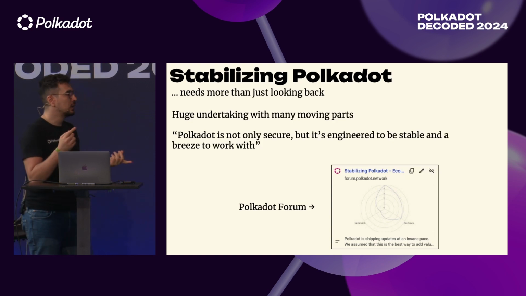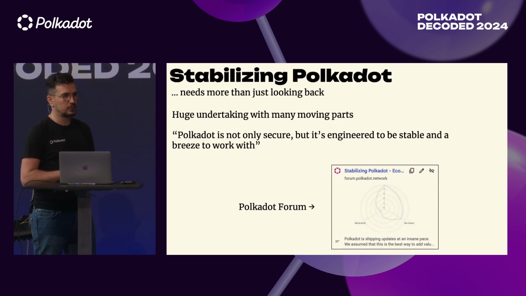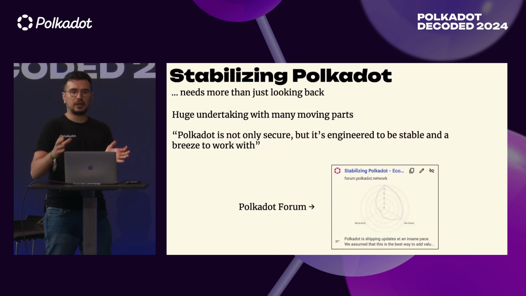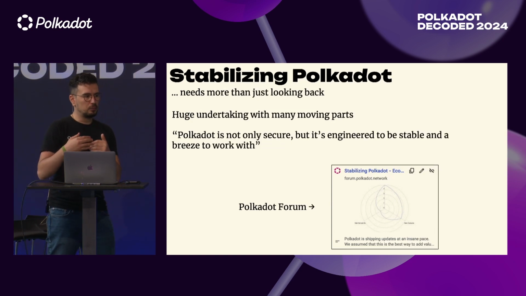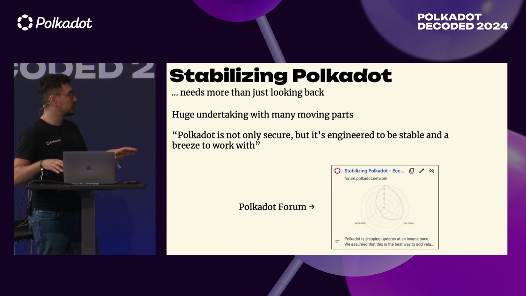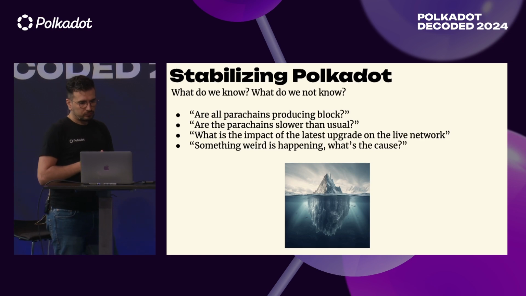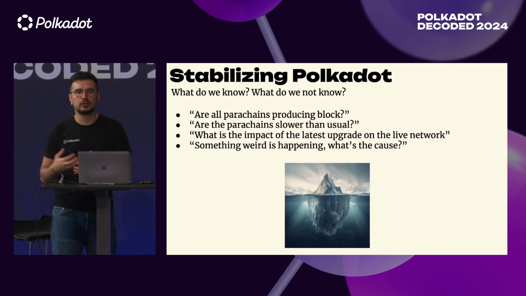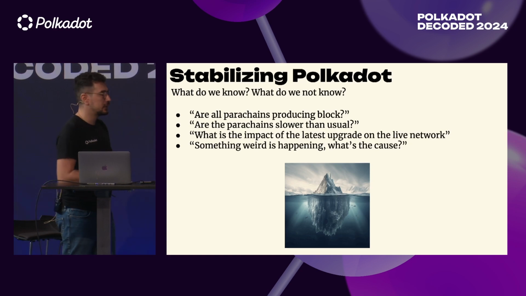This includes writing end-to-end tests. This includes the presentation that Pierre Robert shared this morning. And this monitoring initiative that I'm showing you is a little part of it that contributes in showcasing and showing right away what is wrong and giving developers the tools to debug whatever's going on. So what do we know? What do we not know? What are things we want to monitor and understand to be able to stabilize Polkadot?